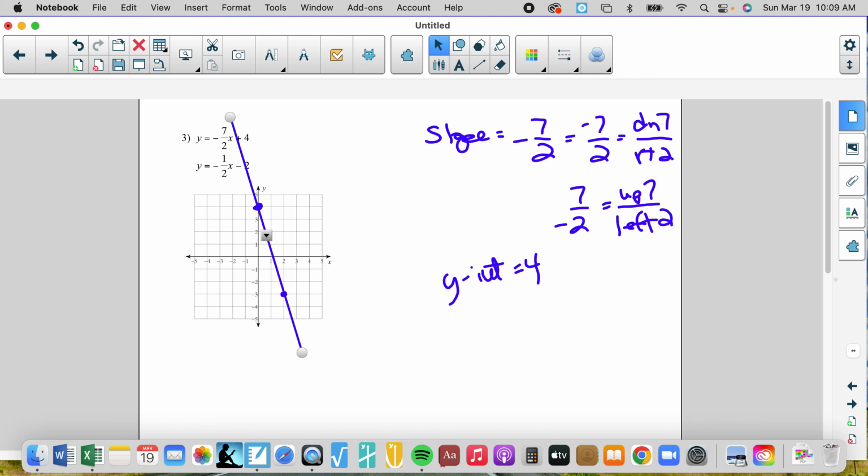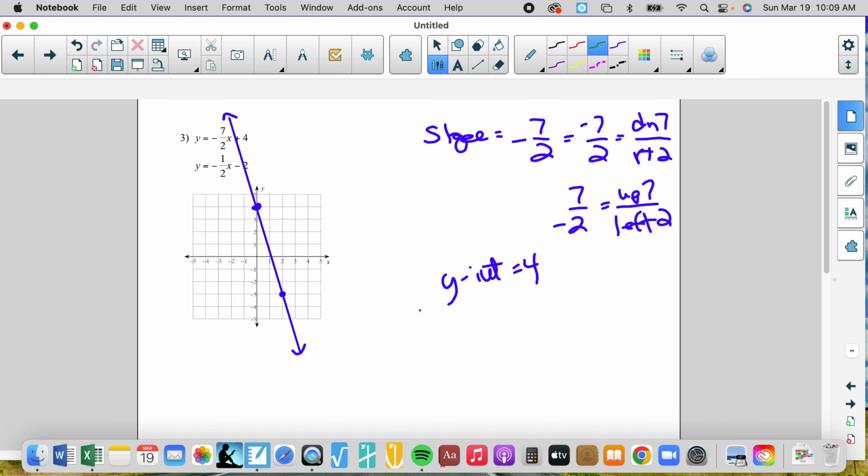That's why it's important to check. That's why we don't like graphing as much as we like substitution or elimination, addition, multiplication. That's good. Let's do my other equation.